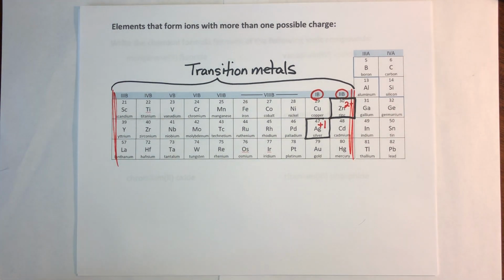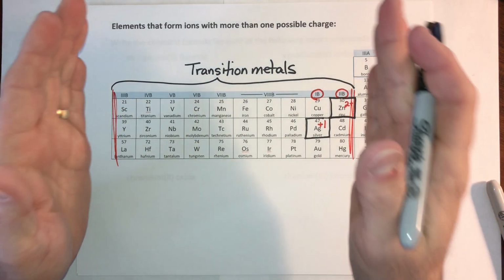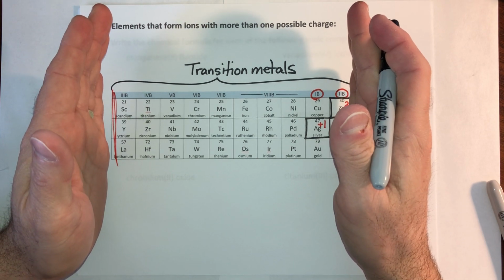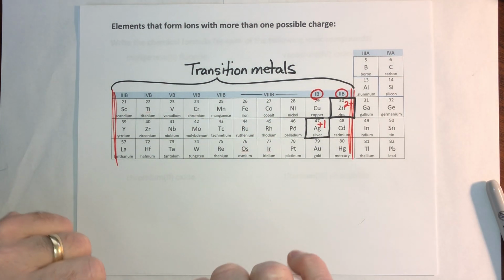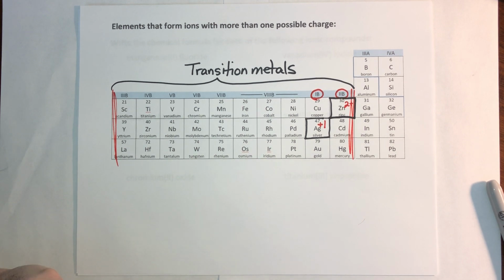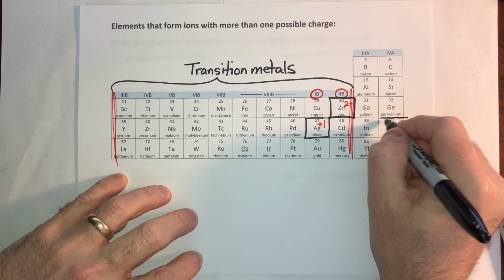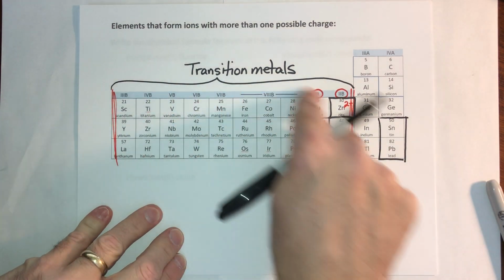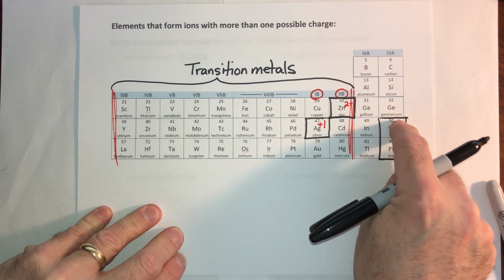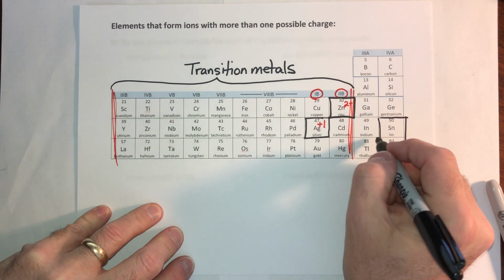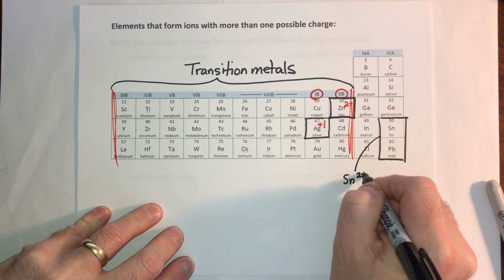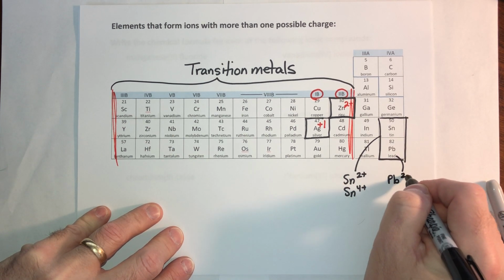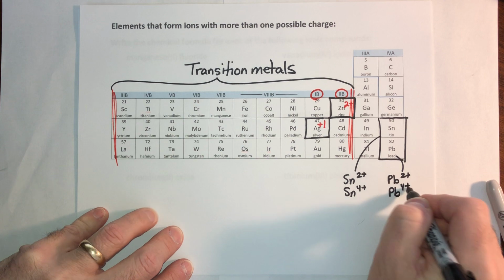Now, there's a second set of exceptions. Things that require Roman numerals are transition metals, only here in the Bs. But there are 2 metals that are outside of the transition metals that also need Roman numerals. These 2 right here, tin and lead. Tin and lead are not part of your transition metals, but they can both form ions with more than one charge. Tin likes to do tin 2+ and tin 4+. Lead likes to do lead 2+ and lead 4+.